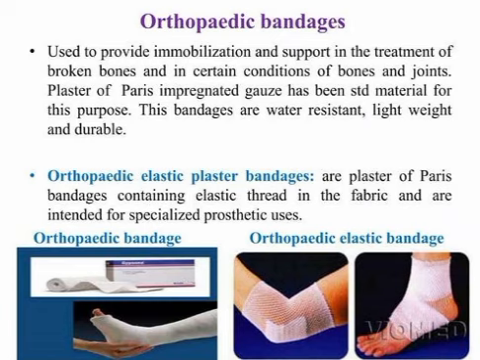And the next one is orthopedic bandages, which are mainly used to provide immobilization and support in the treatment of broken bones and joints. Mainly, these gauzes are impregnated with plaster of Paris, and it is used for the treatment of broken bones and joints. In the picture, we can see the orthopedic elastic plaster bandage. These bandages contain elastic thread in the fibers and are specialized mainly for prosthetic uses.